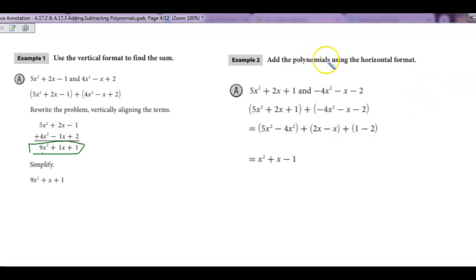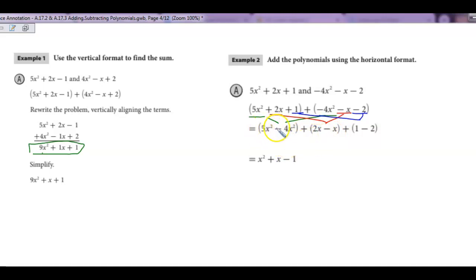When we do them horizontally, we do it just like we did with those algebra tiles. We remove the parentheses, and then we put our likes together. So I have 5x squared minus 4x squared, and you see that they've been rewritten here. And then I have 2x minus x, and they have been rewritten here. And then I have the 1 and the negative 2 rewritten here. So they just combined them and rewrote them. You do not have to rewrite them. They've just done this so that you can see what they've done.